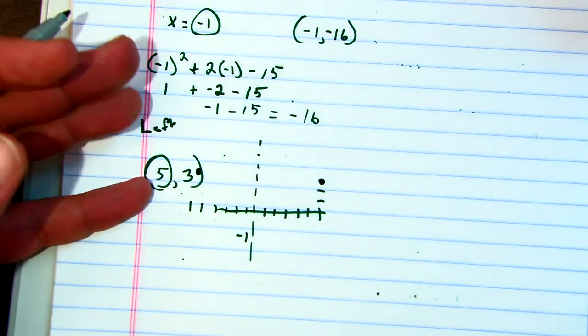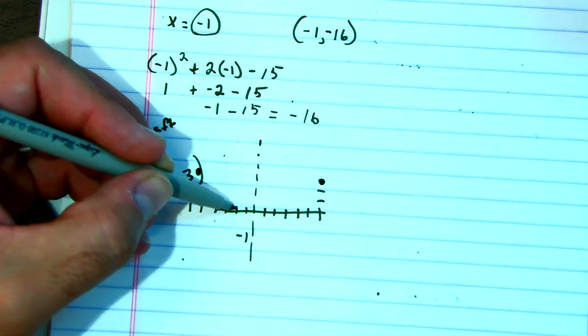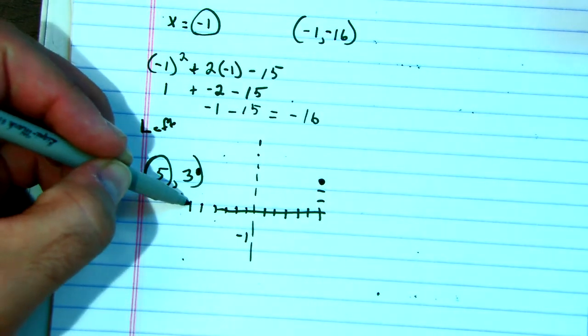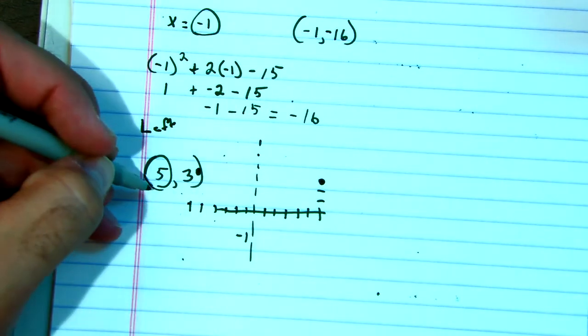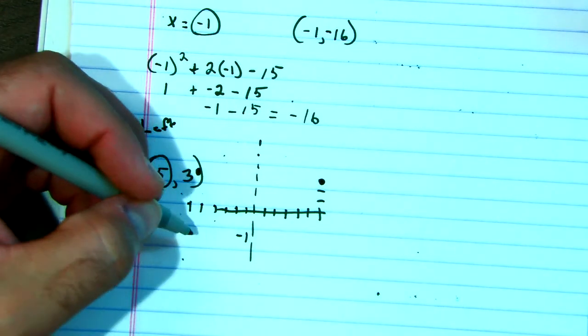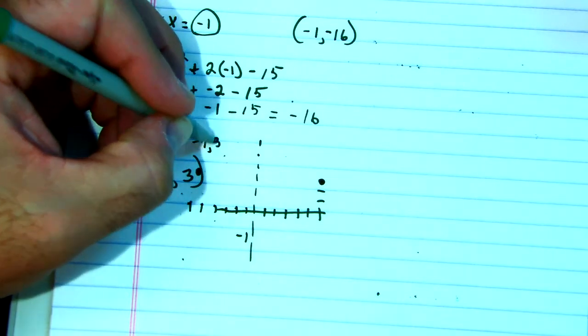Now, I just have to write the coordinate. So I started at negative 1. This would be negative 2, negative 3, negative 4, negative 5, negative 6, negative 7. Notice, I added 6 more to negative 7. I added negative 6 more. Okay. So now it's negative 7, 3.